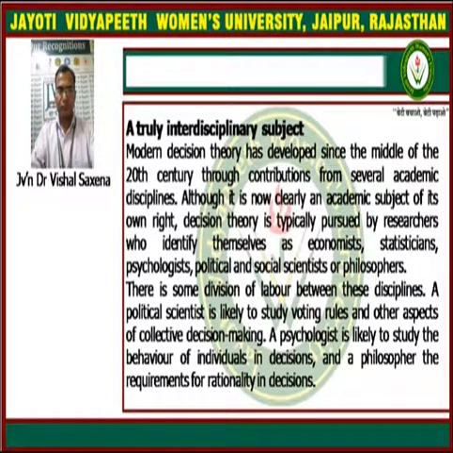Some of these have been given there. We have seen that a political scientist is likely to study voting rules and other aspects of collective decision making, while a psychologist is likely to study the behavior of individuals in decisions, and a philosopher the requirements for rationality in decisions.